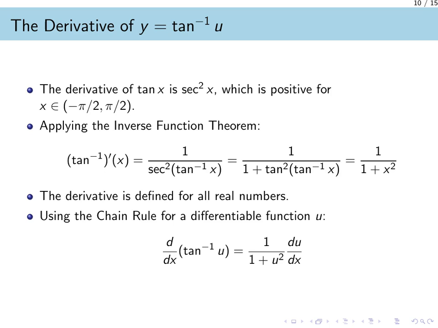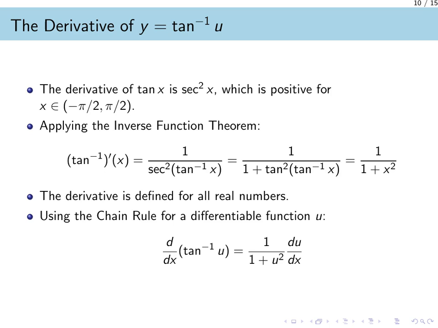Now let us find the derivative of the inverse tangent function, which has a surprisingly simple and useful result. We will again apply the inverse function theorem, which uses the reciprocal of the derivative of the original function. The derivative of tangent x is secant squared x, so our expression becomes 1 over the quantity secant squared of the inverse tangent of x. To simplify this, we can use the Pythagorean identity that secant squared of an angle is equal to 1 plus the tangent squared of that same angle.